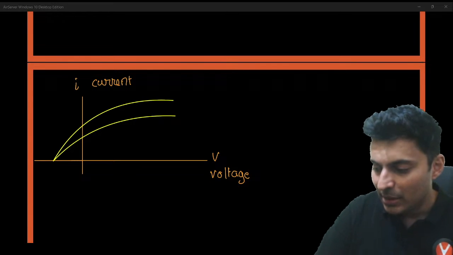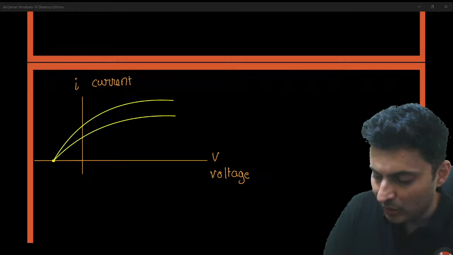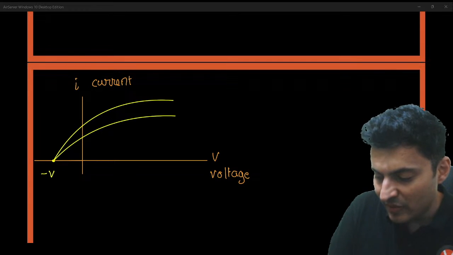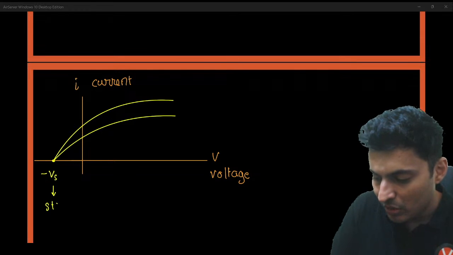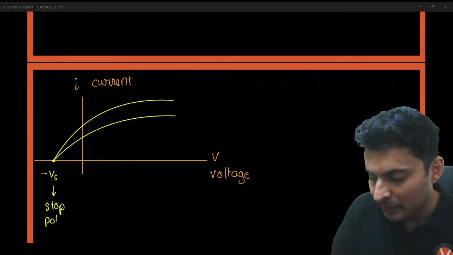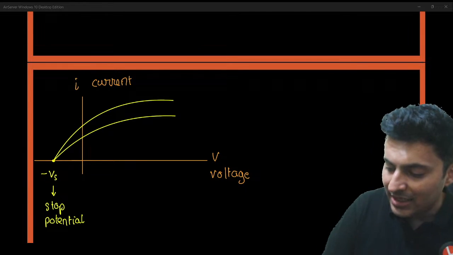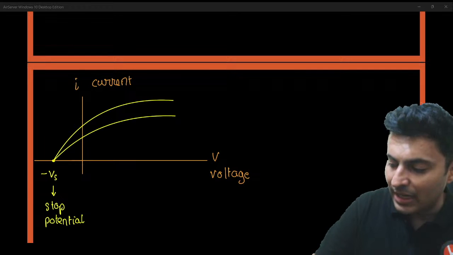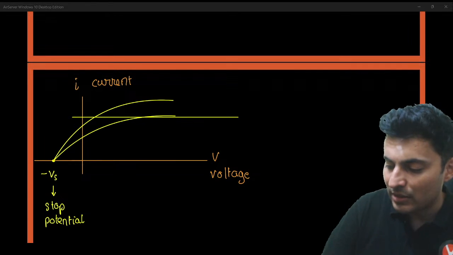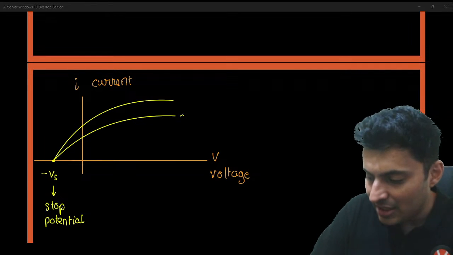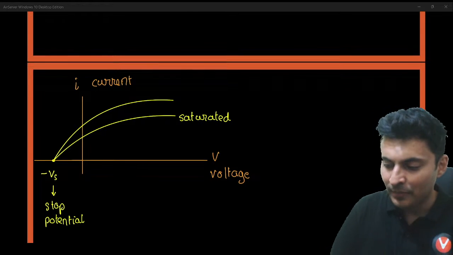Why does it go like that? Well, I'll tell you. First of all, this point over here is minus Vs. That Vs stands for stopping potential. And you can see the current reaches a certain value and then it no longer increases or decreases. So it has reached saturation value. It has then become saturated.